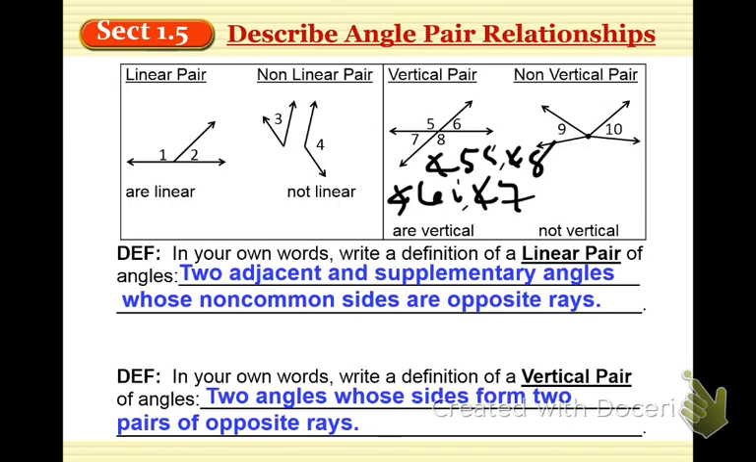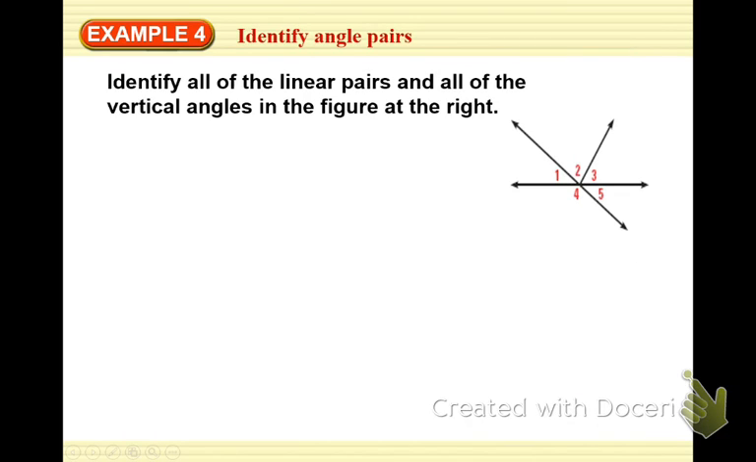You try to do that with 9 and 10. Doesn't look like any X I've ever seen. So those don't count. That's why those don't count. All right. Try to pick them out. Identify all linear pairs and all the vertical angles in the figure at the right. Give you about 10 seconds.